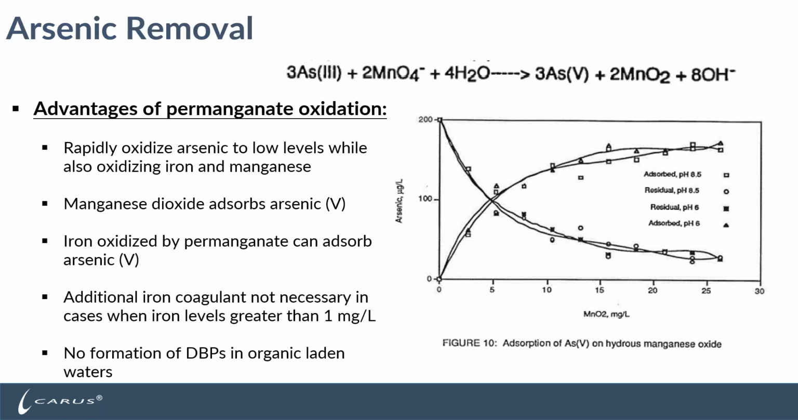The advantages of using permanganate for arsenic removal include rapid oxidation of arsenic to very low levels, while also oxidizing iron and manganese, like we've seen with thallium. Manganese dioxide can absorb arsenic 5, as we discussed previously for some of the other key metals of concern. The iron oxidized by permanganate can also absorb arsenic, meaning the addition of those iron coagulants is often not necessary. And there is also no formation of disinfection byproducts in waters that may be laden with organics.